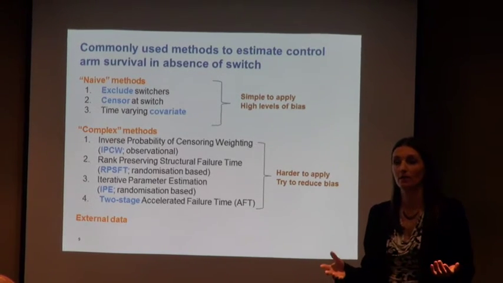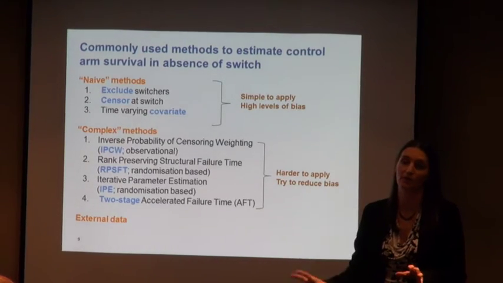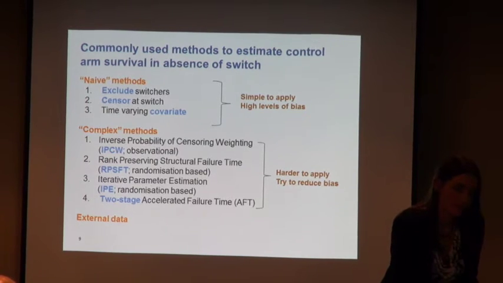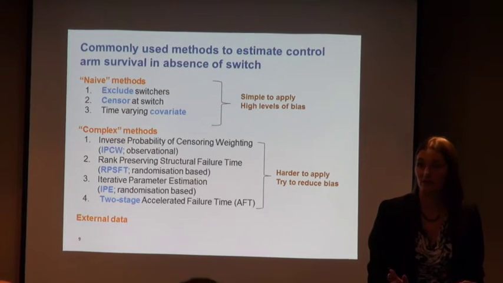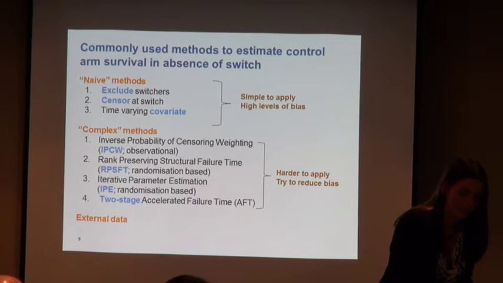So rather than looking at adjusting your data within the trial to remove the effect of switch, you can perhaps use something from outside of the trial. So what I'm going to do is go through each of these in turn, give a very brief overview, and then show you an example.